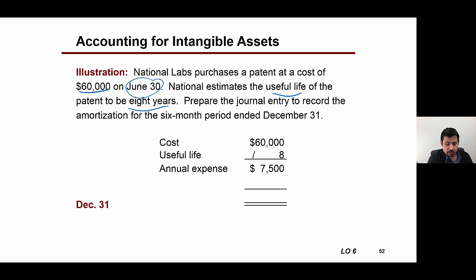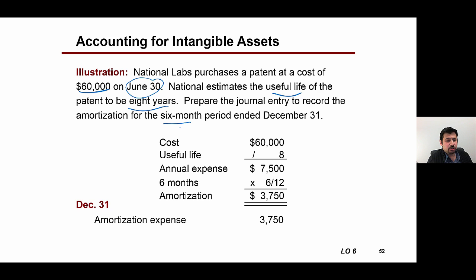Because it was purchased on June 30th, there's only 6 months of amortization, so we multiply that by the partial year, which is 6/12, and that would give us the amortization expense for the year ended December 31st, and the journal entry will be amortization expense 3,750 and patent 3,750. As you can see here, it's the account itself and not a contra asset account.